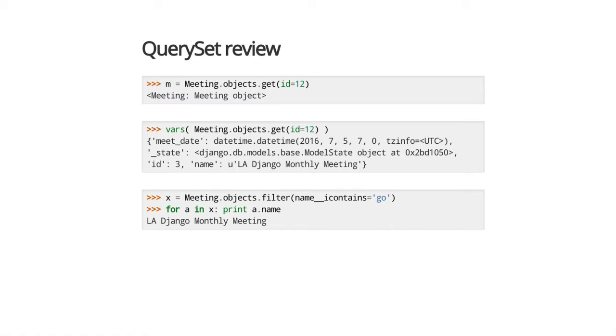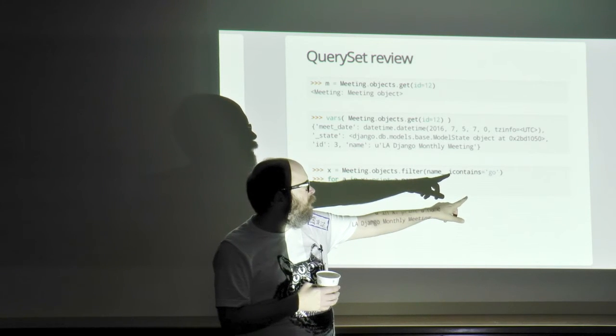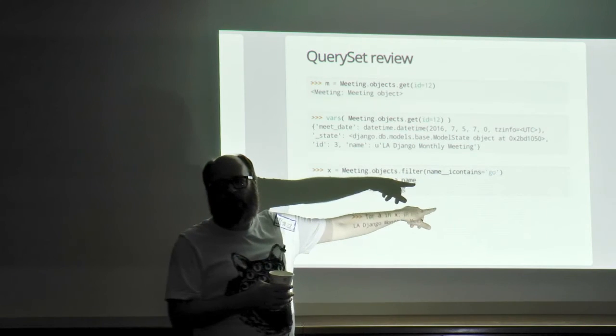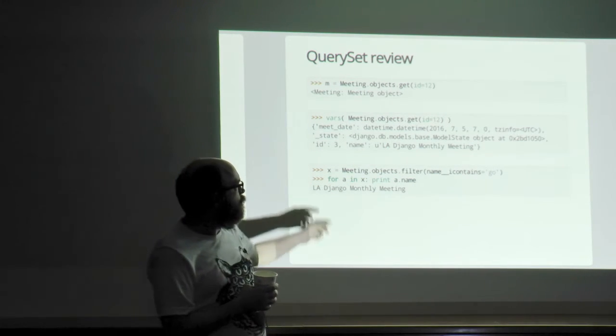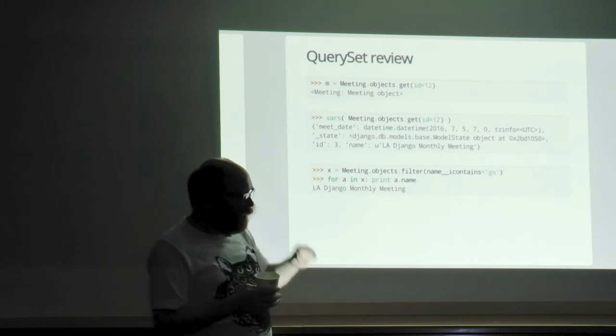This is how you do a query. You do your model object, and then filter name, which is a field, double underscore i contains, so this is a case insensitive search. And then you can print out the results.